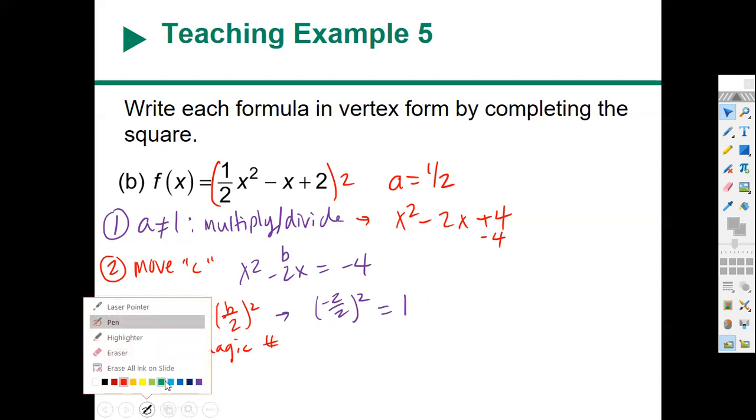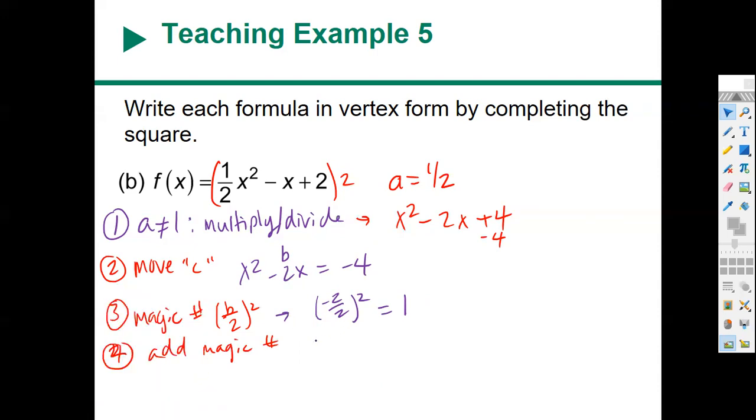Okay. And the reason why you have to do it to both sides is because what you do to one side, you have to do to the other, or will it stay balanced? Yeah. So we have x squared minus 2x plus 1 equals -4 plus 1. So notice I added the magic number to both sides. And that's going to simplify to, what's -4 plus 1? -3. If you owe me $4 and you give me $1, you now owe me $3.